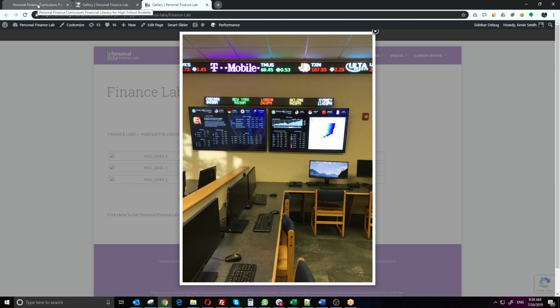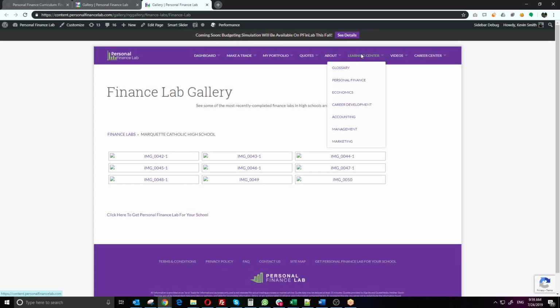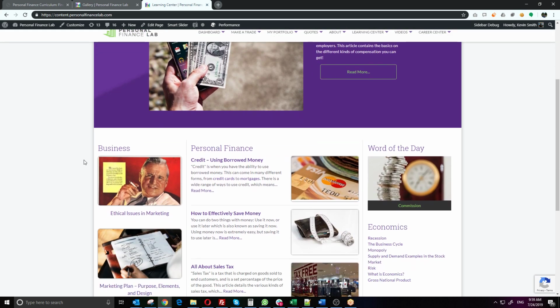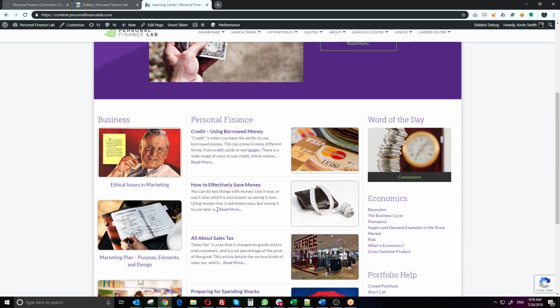So the third major component is our curriculum library. So we have over 300 activities in here that align to standards for personal finance, economics, accounting, management, marketing, investing, and finance. So I'll go through these in a little bit more detail in a minute, but basically there's a lot of stuff here, and each one of the lessons ends with an assessment.